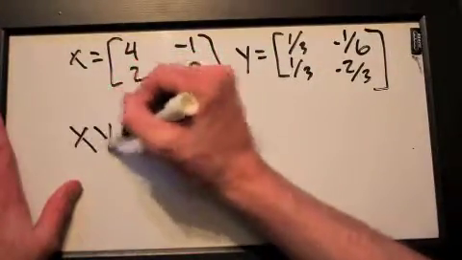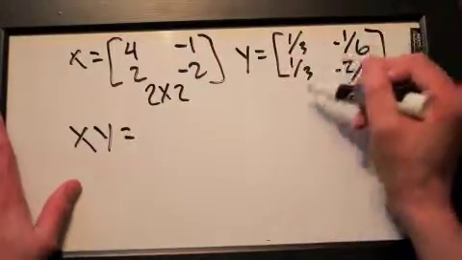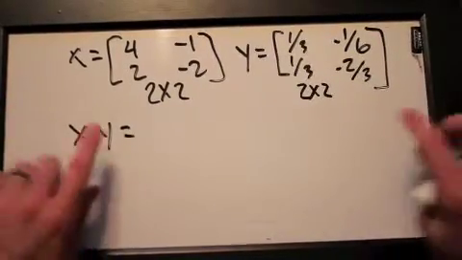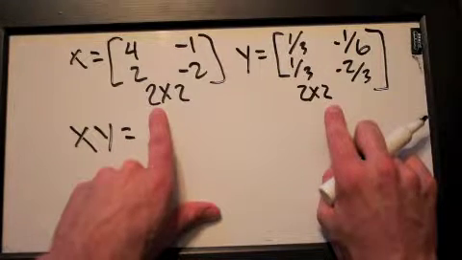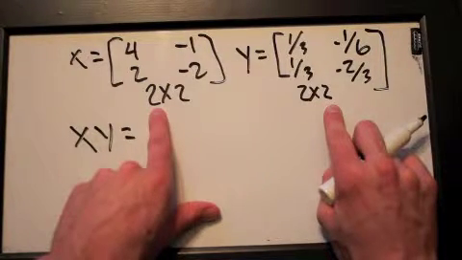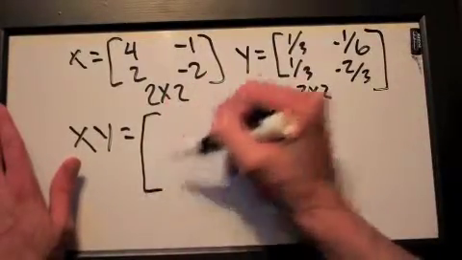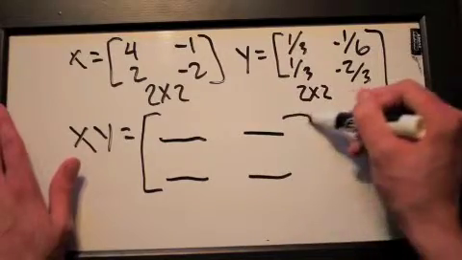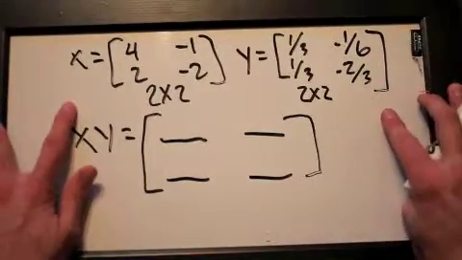So XY is, this is a 2 by 2, and this is a 2 by 2. So a little review of multiplying matrices. The inner two numbers need to be the same. Well, they are. So the outer two numbers tell us the dimensions of our answer. So our dimensions of our answer is going to be a 2 by 2 matrix. So we're going to draw a skeleton matrix that is a 2 by 2. Now let's multiply these two together.